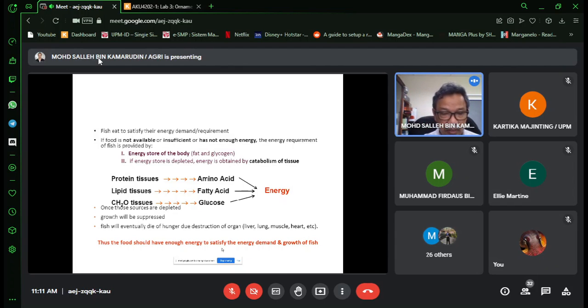The food or feed provided for the fish must have enough energy. Dia balance, the energy cukup, protein mesti cukup juga. So sama. Kalau tidak, protein can be underutilized atau tak cukup untuk pertumbuhan.